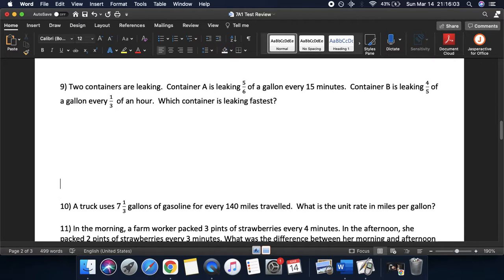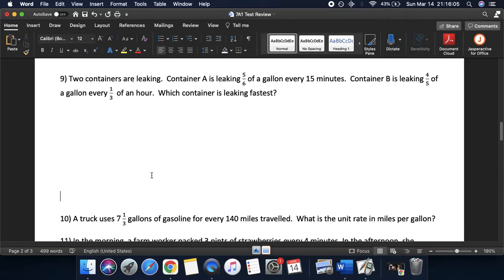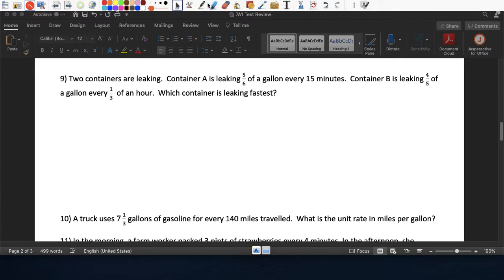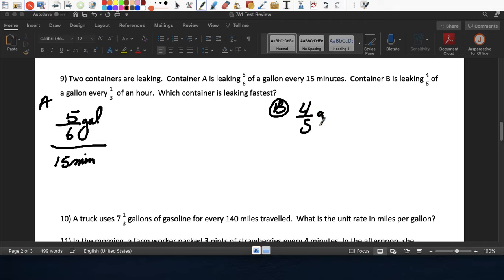Number 9, I'm going to need a little bit more room. We have 2 containers, and we want to check which one's leaking faster, container A or container B. So again, anytime you want to compare, it's probably telling you that you need a unit rate, right? So here's the first container. It's losing 5/6 of a gallon every 15 minutes. It's losing a lot of water. And the other one, so this is A. B is losing how much? 4/5 of a gallon in 1/3 of an hour.